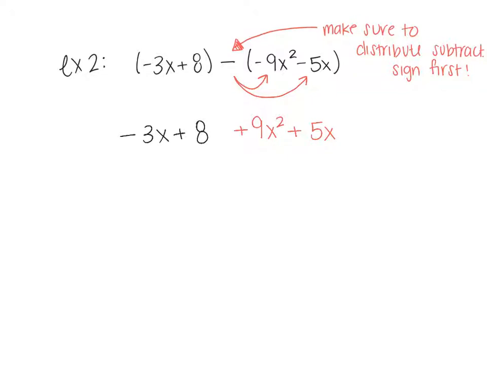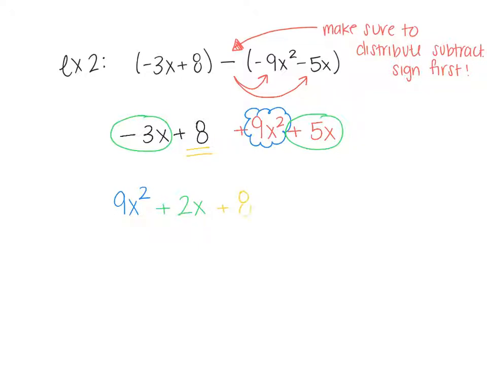And so now I'm looking for like terms. So I want to start with the biggest exponent first, which would be x squared, and there's no x squared that's common, so it's just going to come down. Then I move to my x's, so I have negative 3x plus 5x is going to give me plus 2x, and then my last one, 8, no other number, so it just falls down. So my final answer is 9x squared plus 2x plus 8.